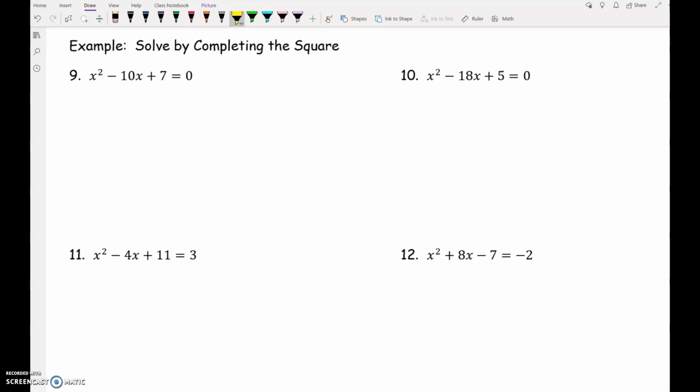So this 7 is very inconvenient. It makes this not factorable, so I'm going to move it to the other side. How do we move a number to the other side? You subtract 7 on both sides. So I have x squared minus 10x blank equals negative 7 blank.